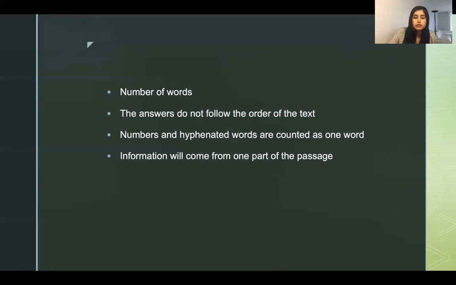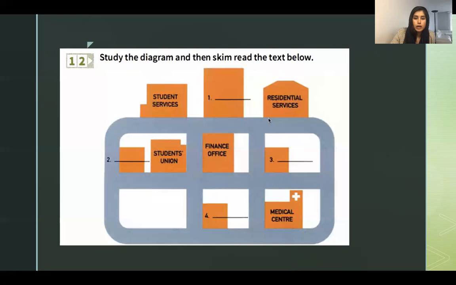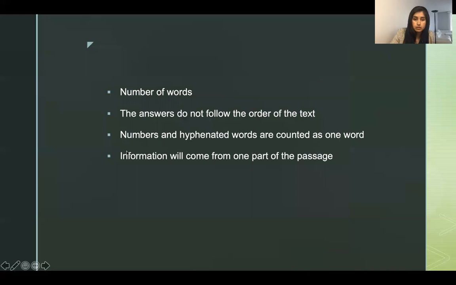And the answers do not follow the order of the text. So for example, here is number one. It's not guaranteed that it will definitely be in the first part of the text, and then number two will be in the second part. It's not going to be in order. So just be careful that you can find it in any part of the paragraph or the text.